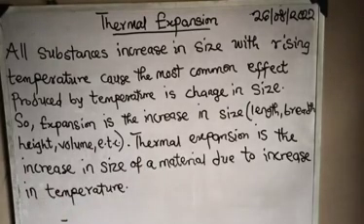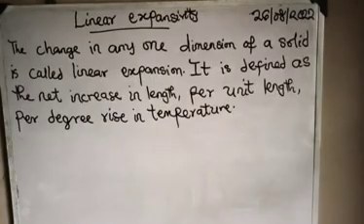So whenever there is an increase in temperature, solids are bound to increase in size, they are bound to expand. And also, whenever there is a decrease in temperature, solids also are bound to contract. Thus, increase in temperature means an expansion, while a decrease in temperature means a contraction. All right.